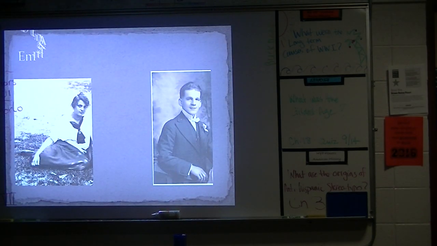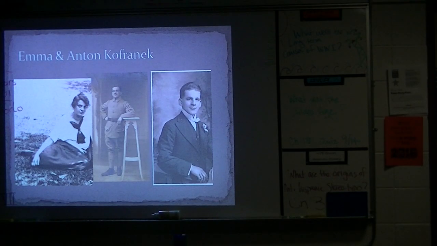So here are Emma and Anton. There is Anton in the center in his French uniform, which he sent that picture back home. After the war, he met my great-grandmother Emma, who was also a Czech immigrant who came through Ellis Island as a 12-year-old girl, Emma Rohorek. Her name is on the wall at Ellis Island, and that's his post-war photo on the right without the mustache.